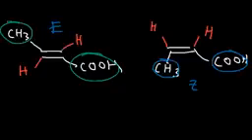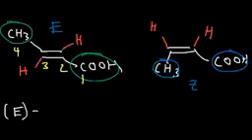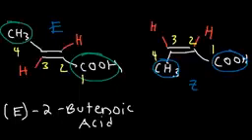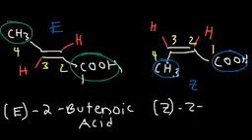But now, what is the name of each of these compounds? So let's count the longest chain. We have 4 carbons, and the alkene is on carbon 2. So this is going to be called E-2-butenoic acid. Now the other one is going to be the same thing, but the only difference, instead of E, it's now Z-2-butenoic acid.